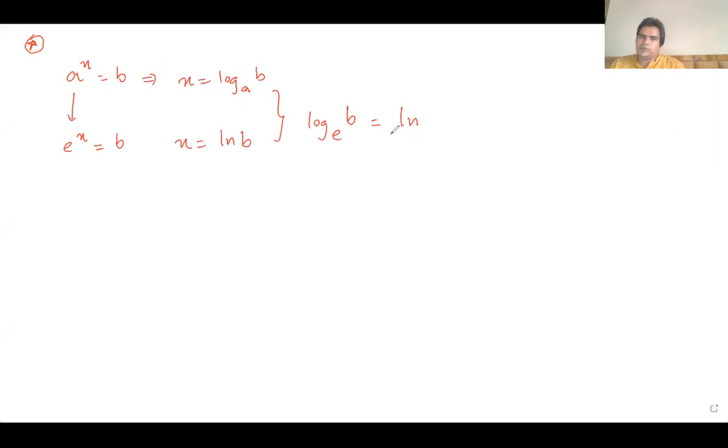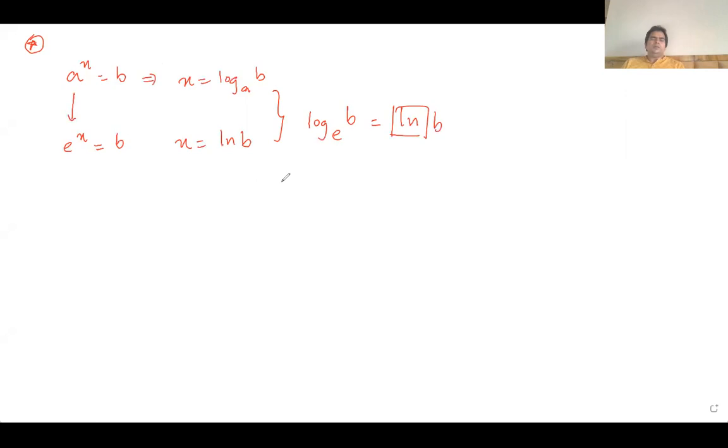So the first, like the basic properties that we learn, of course, one of the simplest of all is the conversion of a to the power x equals b into a logarithmic relation. So x is log of b to the base a. Now here, as we also know, if this base is e, as we know e is the Euler's number, if e to the power x is b, then x is ln b. So remember that if you got log of b to the base e, it is referred to as ln, the natural log, so ln of b.